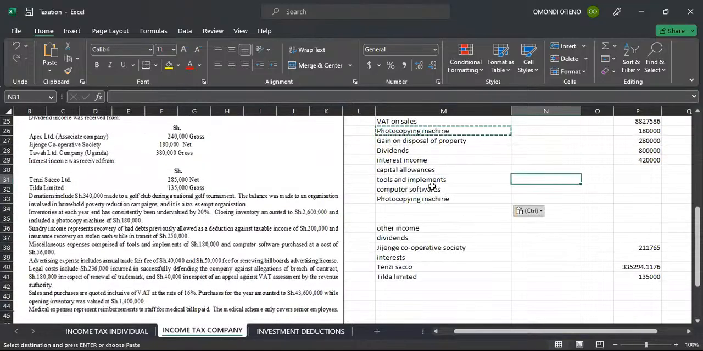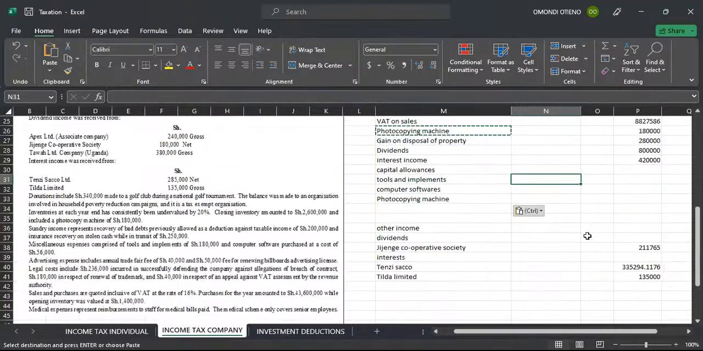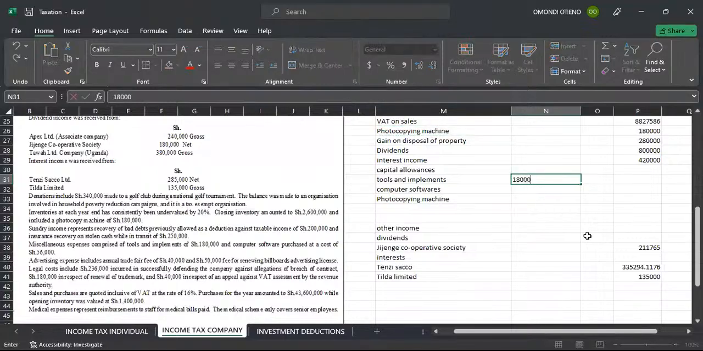That one, you'll be able to understand how those items are affecting your profit and insert the right value at the right place. So tools and implements, I think we had 180,000. Then computer softwares, we had 56. So here we have 180,000.